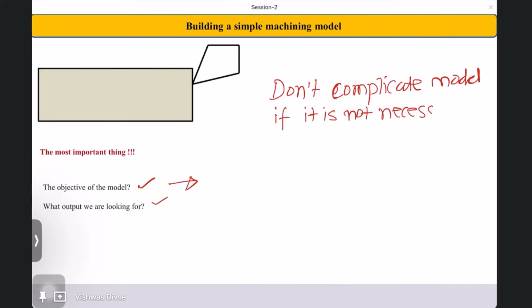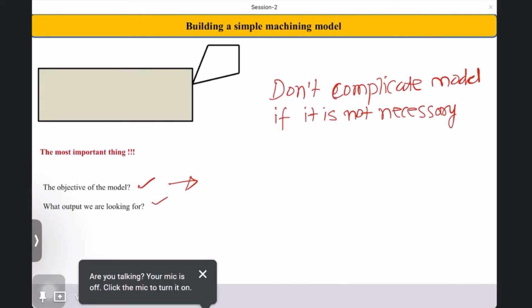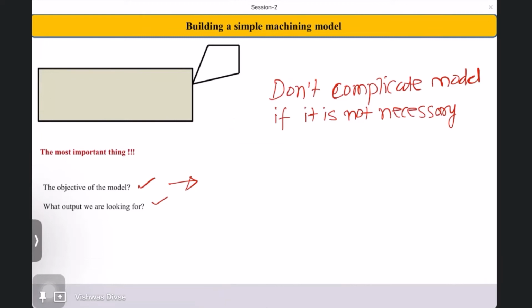Otherwise, what will happen? In giving more and more detailed input, you may forget a crucial one. That's why decide what outputs you are looking for first, and for that output, what kind of model is sufficient. If you are unable to figure it out, see literature, see textbooks, and decide what kind of model is sufficient to get the required information that I am looking for.